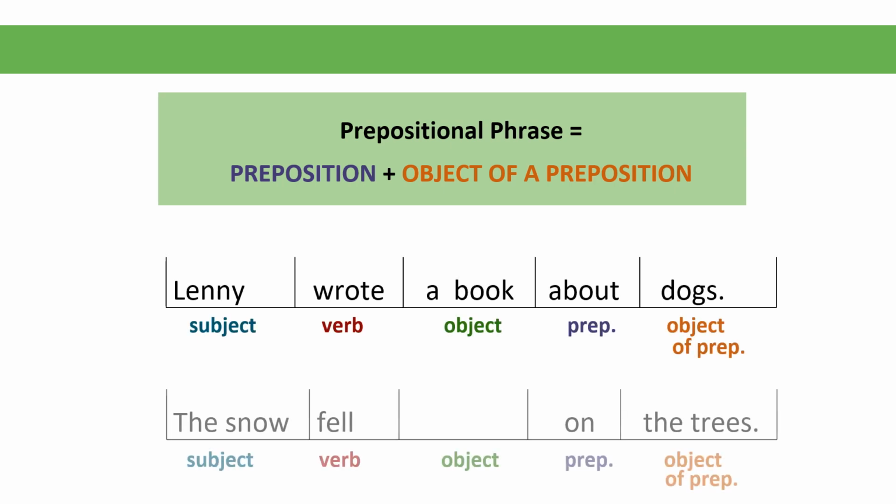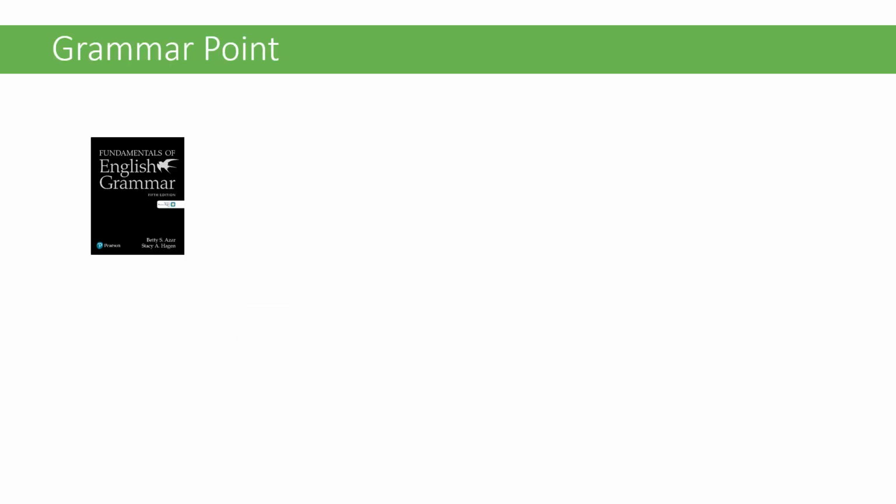A prepositional phrase can follow the object of a verb, or it can follow the verb in a sentence. Look at the examples. Lenny wrote a book about dogs. The snow fell on the trees. In the first example, the object is book, and the prepositional phrase is about dogs. In the second sentence, there is no object. The snow fell. There's no object there, but the prepositional phrase is on the trees.